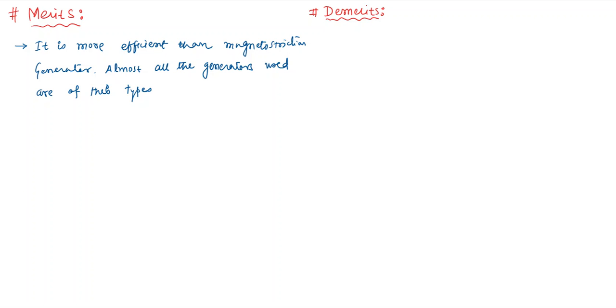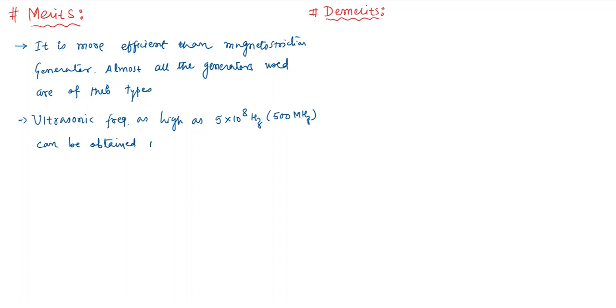rather than the magnetostriction generator, as it gives more energetic waves, and the penetration power is also high for the waves generated by the piezoelectric generator. See, the limitation of magnetostriction is overcome by this. Ultrasonic frequency as high as 5 into 10 raised to 8 hertz, that is almost 500 megahertz, can be obtained with this generator.